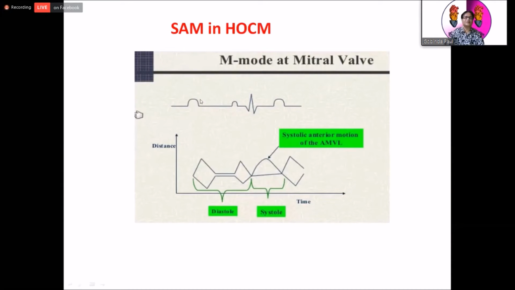Now, SAM, systolic anterior motion in hypertrophic obstructive cardiomyopathy. Schematic representation of the systolic anterior motion.